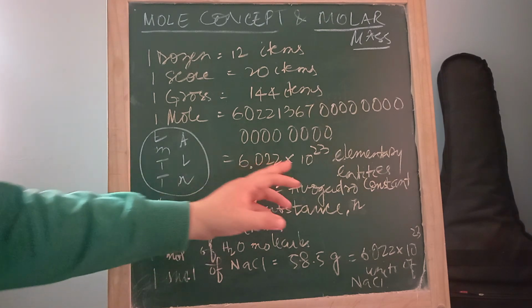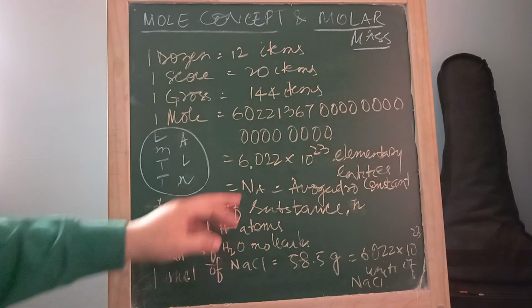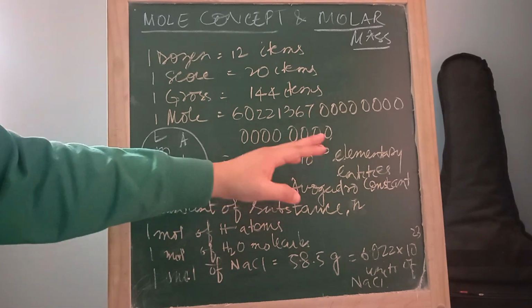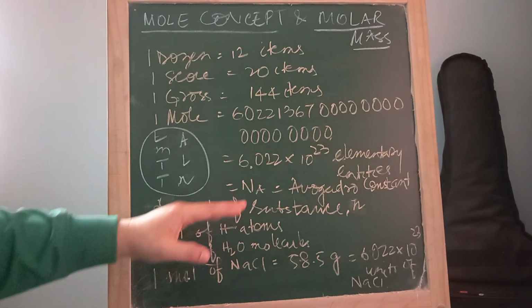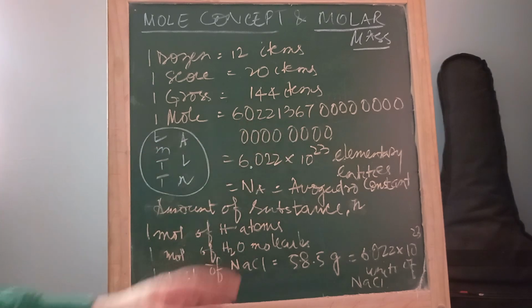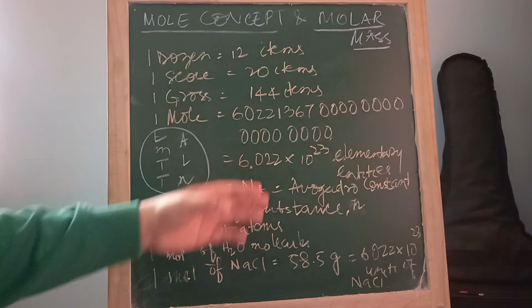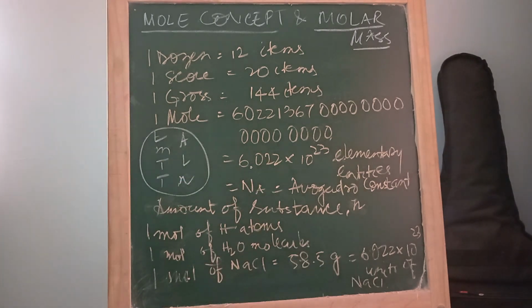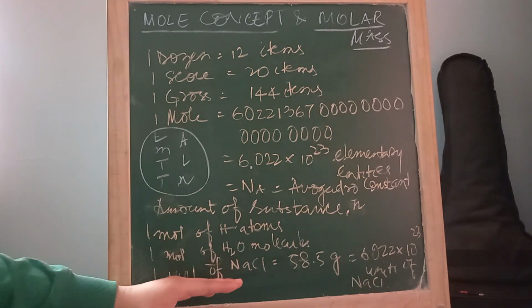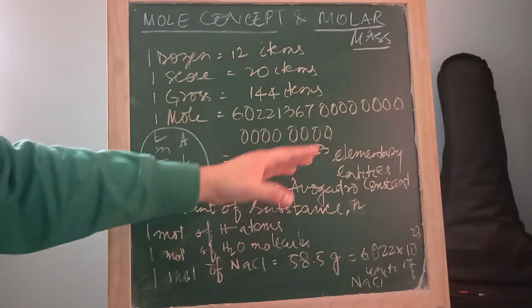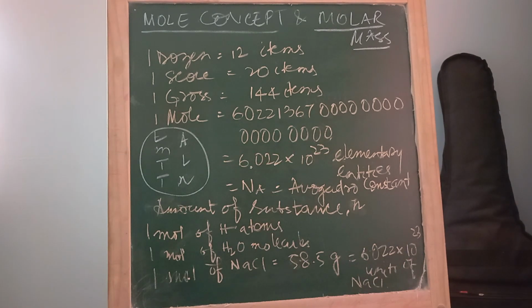1 mole of hydrogen atoms contains the Avogadro number of entities, that is 6.022 into 10 to the power 23 hydrogen atoms. Similarly, 1 mole of water molecules means 6.022 into 10 to the power 23 water molecules. And 1 mole of sodium chloride means 6.022 into 10 to the power 23 sodium chloride units, that is sodium ions and chloride ions. It's what is written here.